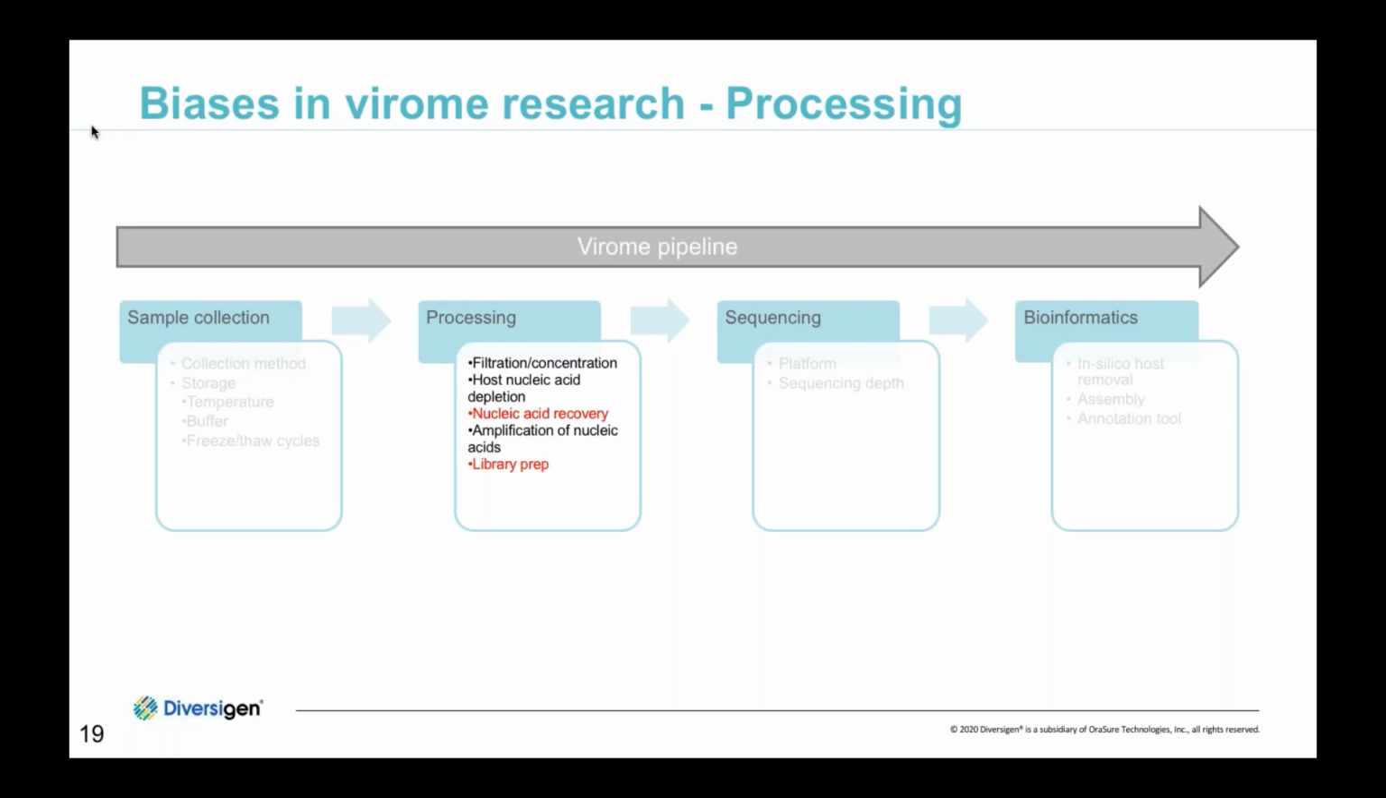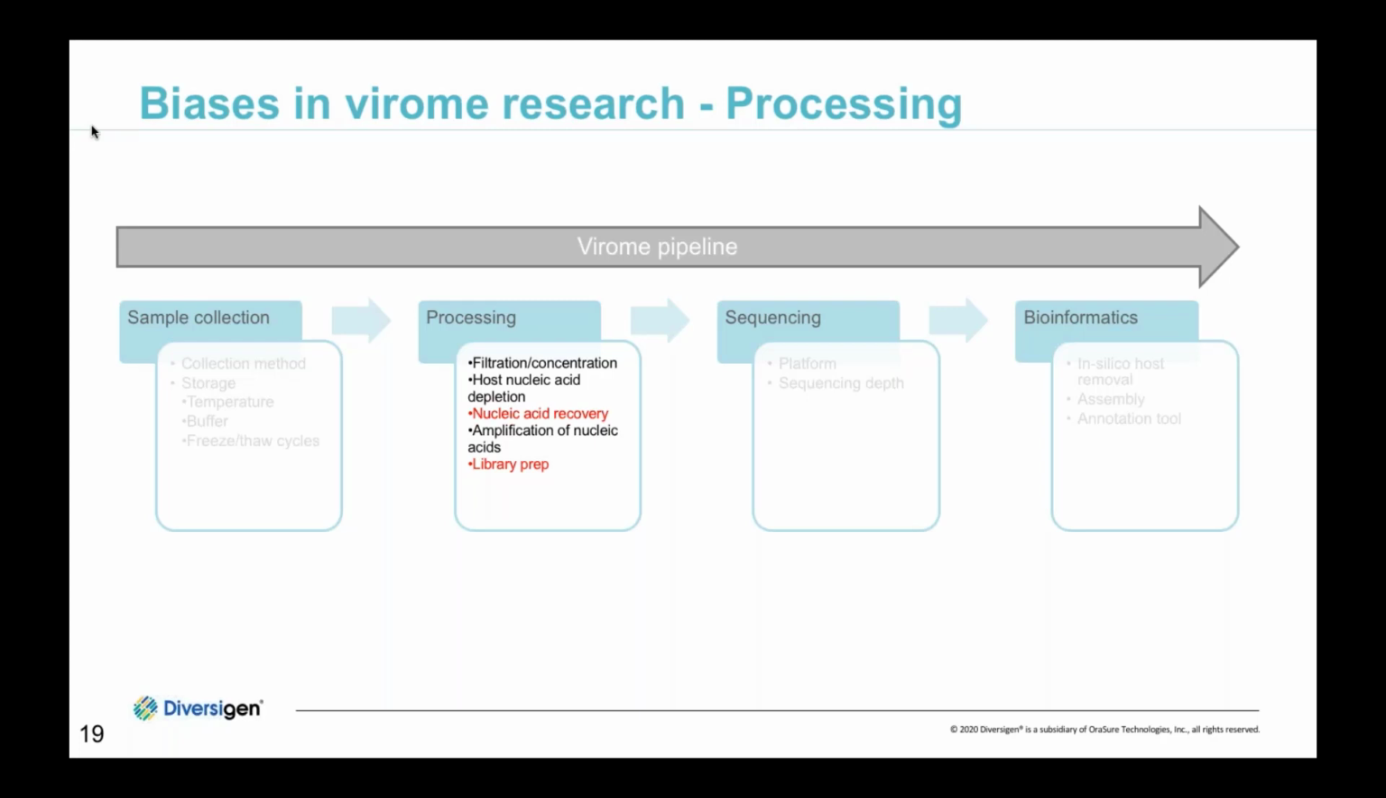Some researchers also prefer to do an amplification of the nucleic acids before doing library prep using what is called random amplification. Studies using mock communities for internal use have shown that certain viruses can actually be overrepresented after random amplification. For example, single-stranded DNA viruses seem to be overrepresented when using what is known as multiple displacement amplification, or MDA.